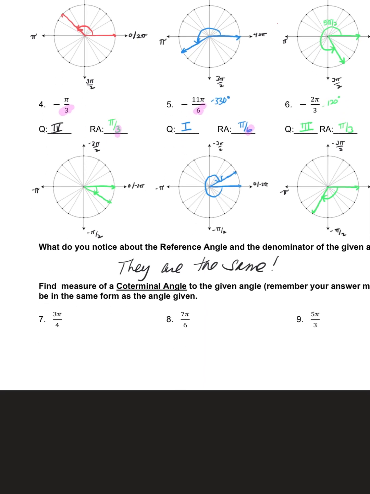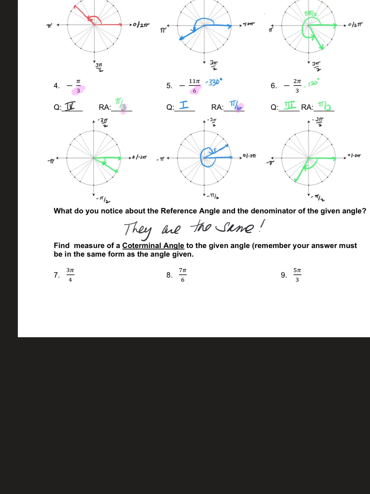All right, lastly, we're going to find the coterminal angle to the given angle. Remember, your angle must be in the same form as the angle given. So for example, if you're in radians, your answer must be in radians. If you're in degrees, you must be in degrees. Okay, so if you think about what we did before, we added 360 to the angle to find the positive one, and we subtracted 360 to find the negative one.